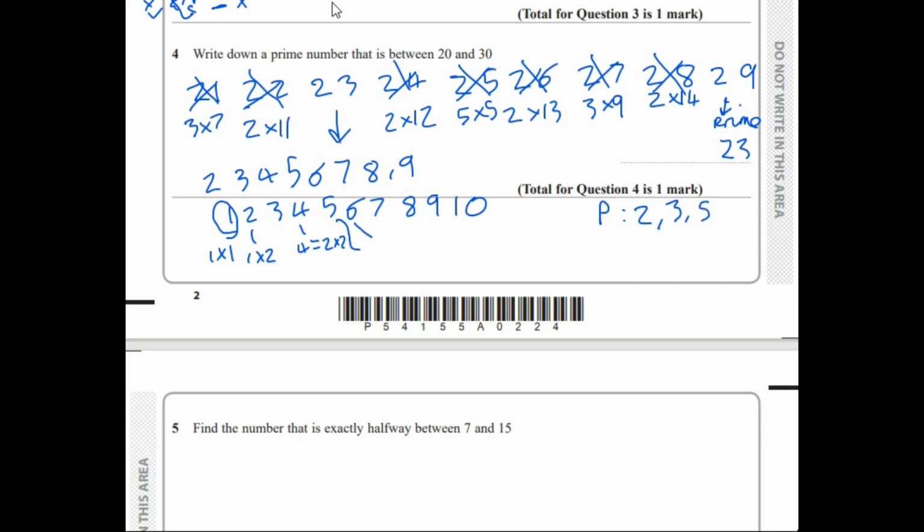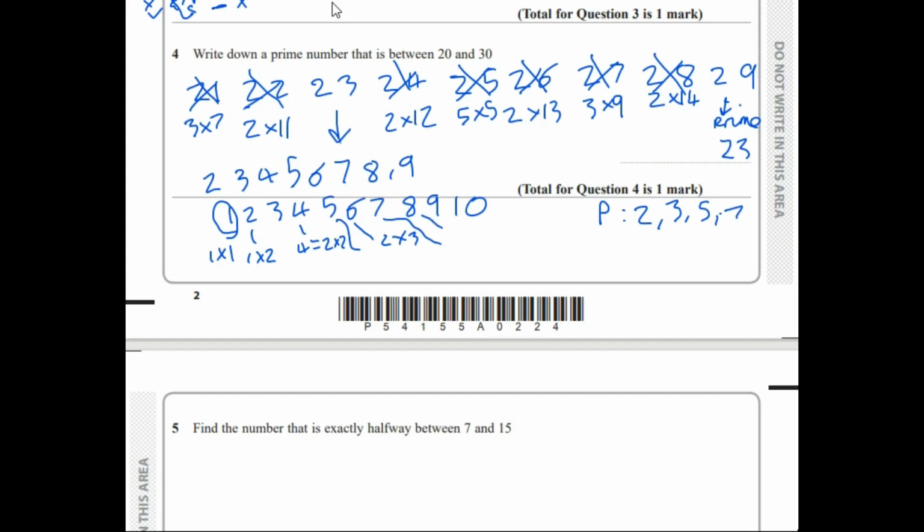Now 6. 6 is 2 times 3. So 6 is not prime. 7 is again similar to 5. It's not divisible by 2 because it's odd. It's not divisible by 3. It's not divisible by 4. It's not divisible by 5 or 6. So 7 is also prime.